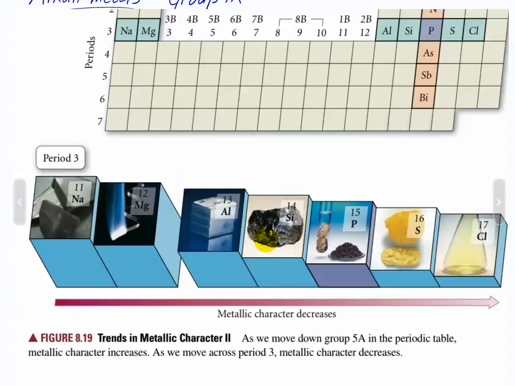So you got sodium, clearly metallic, magnesium, aluminum, we've probably all seen these things actually. Silicon is not exactly a metal, but it kind of looks metallic, so it's kind of in between. Phosphorus definitely doesn't look metallic, it's kind of just a dull powder. And sulfur is a bright yellow, waxy looking thing, certainly not metallic, and then chlorine is a gas, definitely not metallic. So you can see that kind of in action.